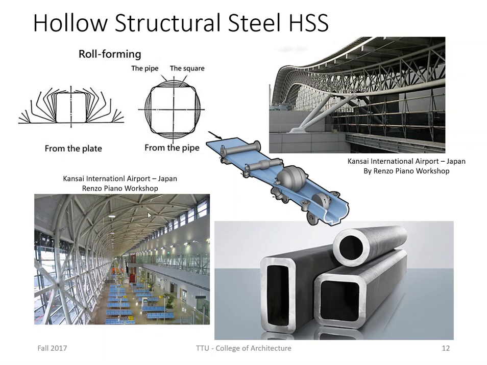You can see this is also the same airport by Renzo Piano, and you can see all this is hollow structural steel, or HSS. A circular section or a square section is obtained by, once again, a different shaping. And of course, the shaping becomes more and more extreme as we make it into a square or into a round. There are your two examples there.